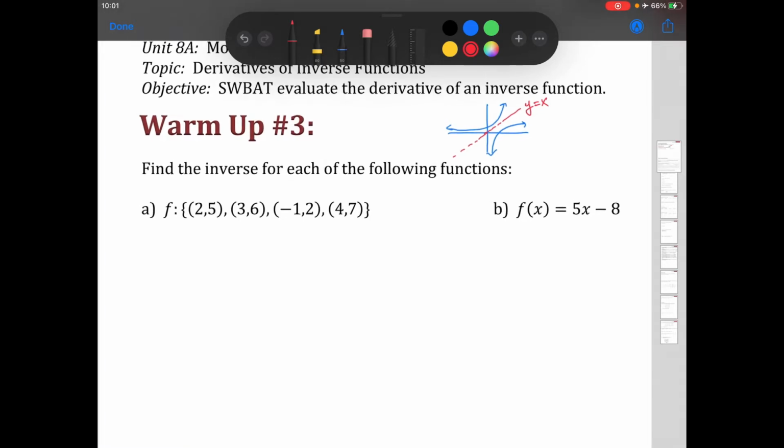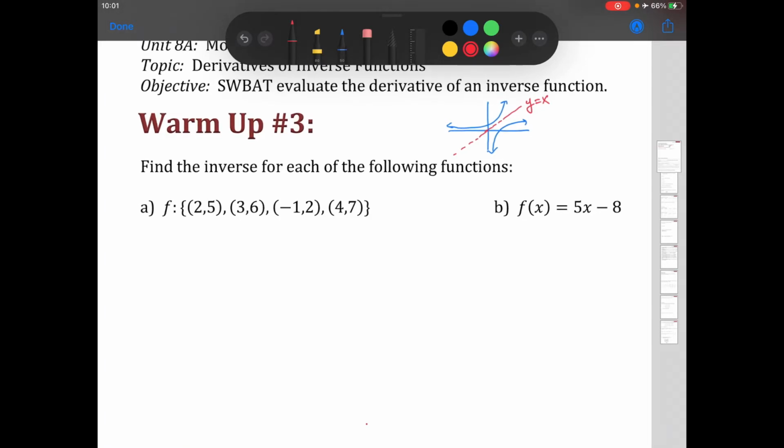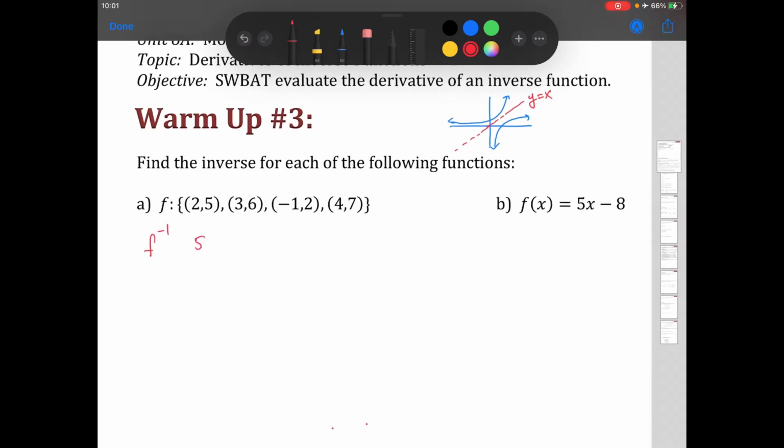Basically, your x and y are switched. So that's what happens with your coordinates also. So if you're given a coordinate and you want to find the inverse, this is how you write that, to the -1. So all you do is switch the points. 6, 3, 2, -1, and 7, 4.